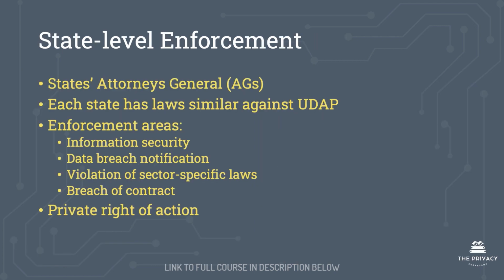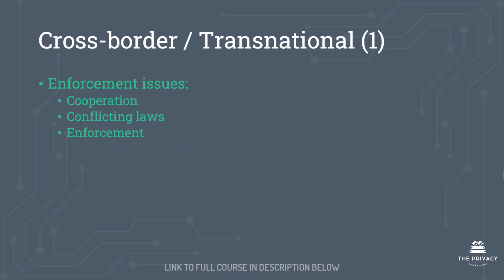Going back to state-level enforcement, it's the state's attorneys general that enforce laws at the state level. At the state level, it's the state's attorneys general that will enforce local privacy legislation. Each state has laws, for example, that are similar to the unfair or deceptive trade practices, or as I will probably abbreviate for most of the course, UDAP, unfair or deceptive acts or practices. Enforcement areas for attorneys general include information security, data breach notification, violation of sector-specific laws, and breach of contract. And a lot of the laws that we're going to look at, both federal and state level, include a private right of action.